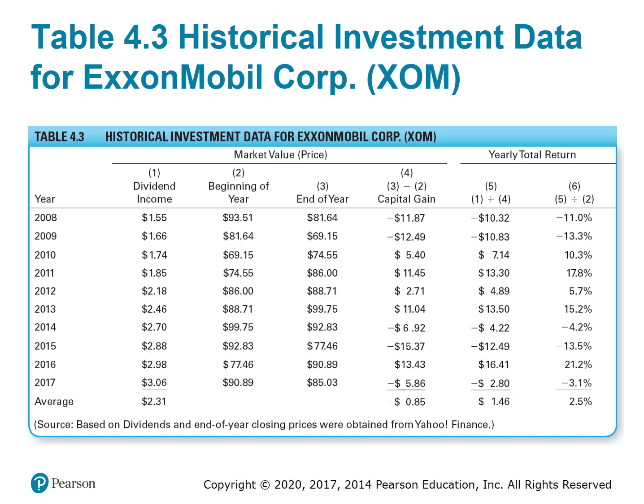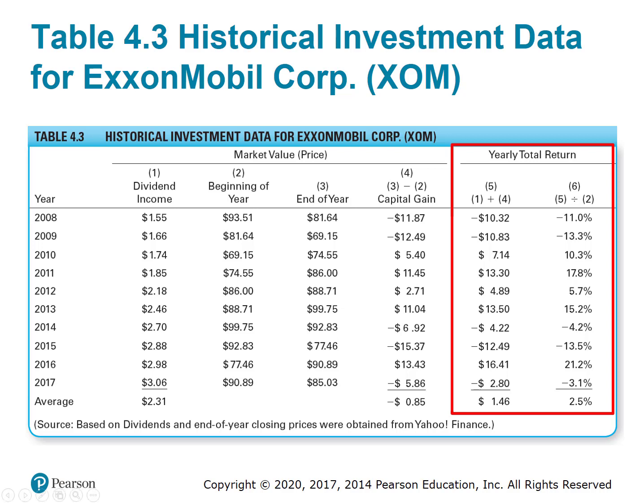This table recaps the historical performance for ExxonMobil from 2008 to 2017. Dividends, beginning and ending of year prices, and capital gain and total return. Also shown are average dividends per year, capital gains, and total returns. Notice that the dividend grows each year. Investors like that. Stock price performance has not been as positive, so the average capital gains are negative, resulting in an average return over the 10 years of 2.5%.